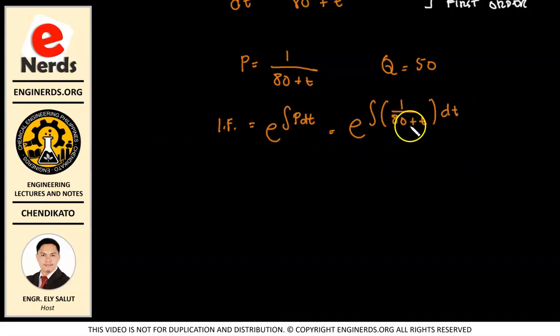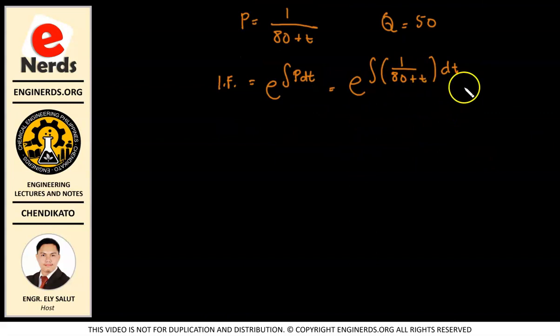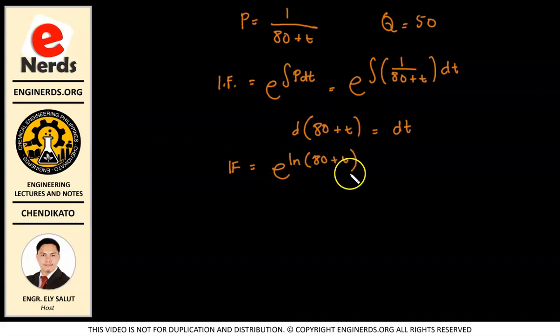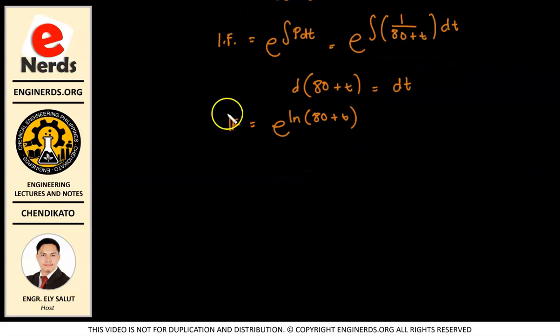Okay. So, what is the integral of 1 over 80 plus t dt? So, we're going to take the derivative of our denominator in here. So, the denominator is 80 plus t. So, let's take the derivative of that, 80 plus t. So, it is just basically dt. Di ba? So that means our integrating factor in here is just e to the ln of 80 plus t. Okay? Then using our laws of logarithm, we will know that our integrating factor will be just 80 plus t, right?